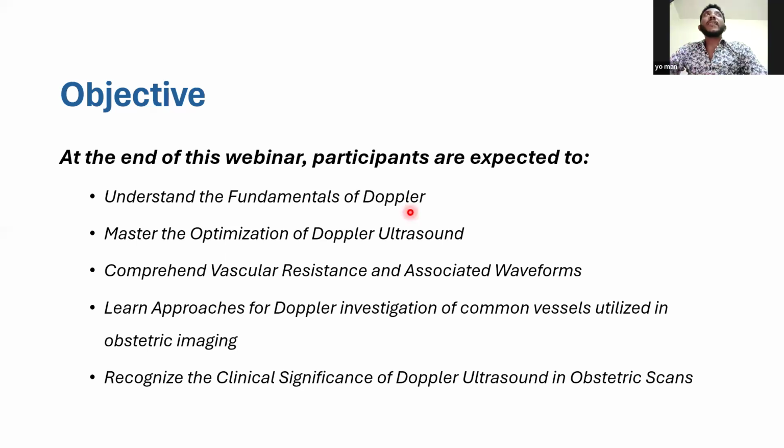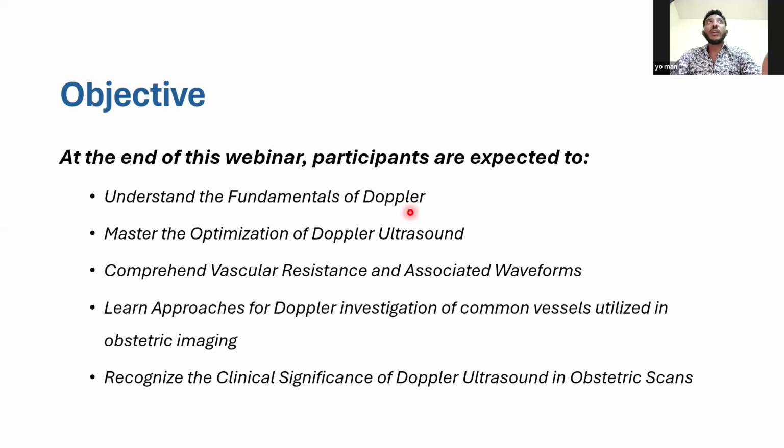Our second objective is to master the optimization of Doppler ultrasound. Doppler ultrasound, unlike grayscale ultrasound, needs a great deal of science, physics and technique. The way we optimize the Doppler ultrasound will result in either a quality image or quality interpretation at the end of our investigation. The third is to comprehend vascular resistance and associated waveforms.